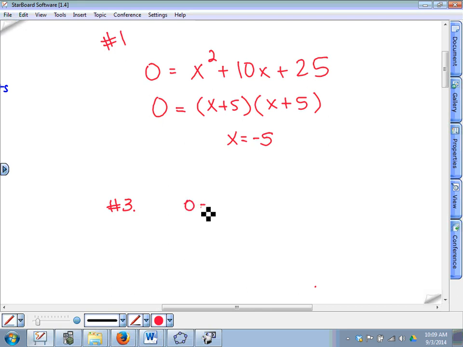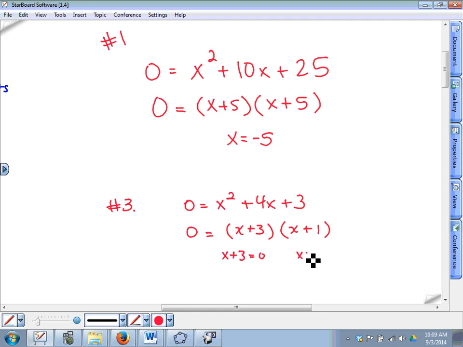What was it? 0 equals x squared plus 4x plus 3? Is that what it was? Alright, so it factors into x plus 3 times x plus 1. So then when you set each factor equal to 0, x plus 3 equals 0, x plus 1 equals 0, you get x equals -3, x equals -1. Not so bad so far, I hope.